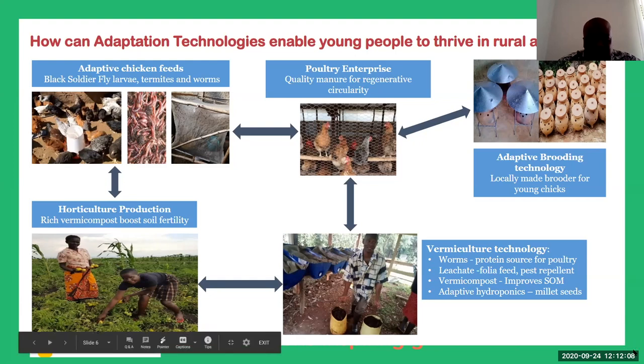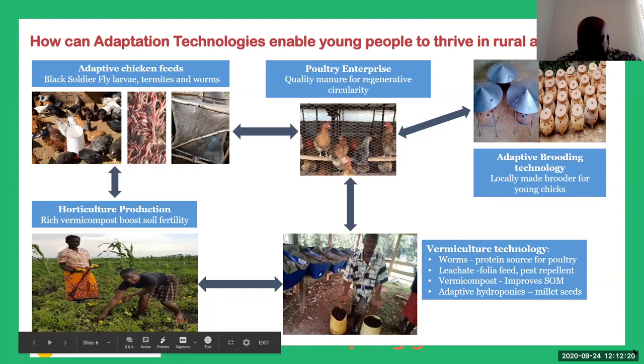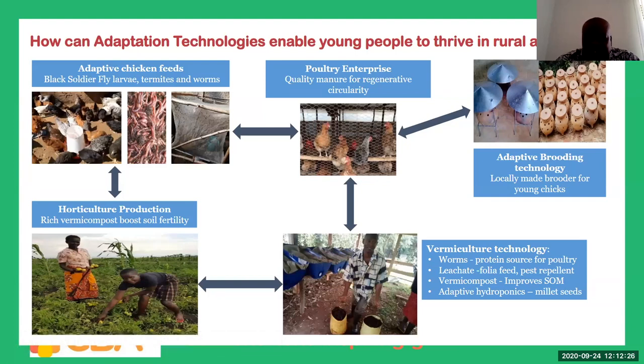In vermiculture technology, young people like using animal manure, kitchen waste, and other waste to cultivate black soldier fly larvae and earthworms as a source of cheap, safe, and sustainable protein for their poultry. Through that process also, they produce vermiliquid, which is used as pest repellent, foliar feed, and for producing adaptive hydroponics from finger millet and sorghum seeds, which are rich in vitamins and minerals for poultry. Vermicompost is also used to boost soil fertility for other crop production.